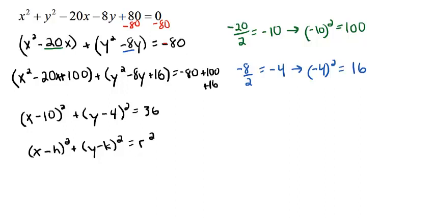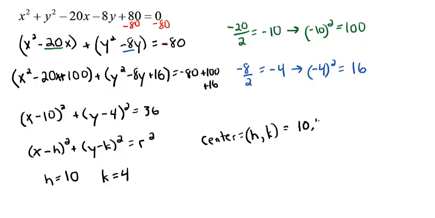So we ask ourselves, h is what's being subtracted from x. So what's being subtracted? That's a positive 10. So our h is going to be 10. And then what's being subtracted from y? That's going to be our k. So 4 is being subtracted from our y, so that's going to be our k. So that means our center, which is the formula of h comma k, in this equation is going to be 10 comma 4.